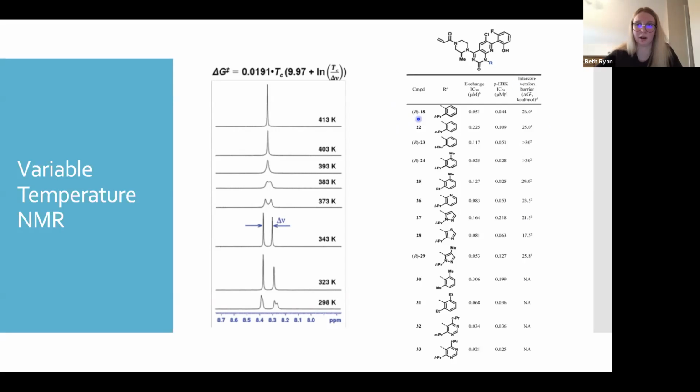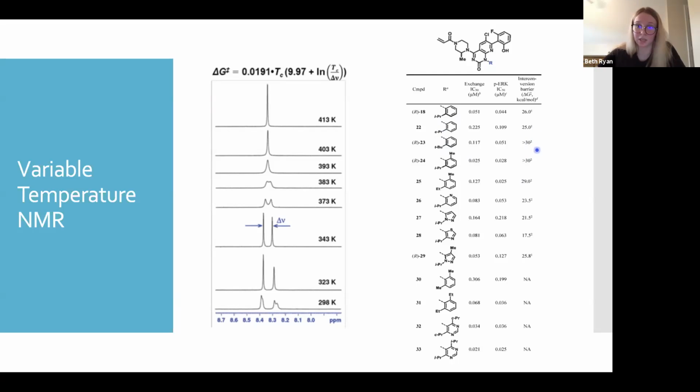So they started with R18, and they have it at 26.0 kilocalories per mole. And they set the threshold for not good at 20 kilocalories per mole, and then good is over 30. As you can see down here, they just put greater than 30. They didn't give an exact number because 30 was that threshold that this will survive, this will work without interconverting. So they substituted different positions on that benzene substituent over here, which is labeled as R, trying to see if they could get that interconversion barrier to be above 30 kilocalories per mole.